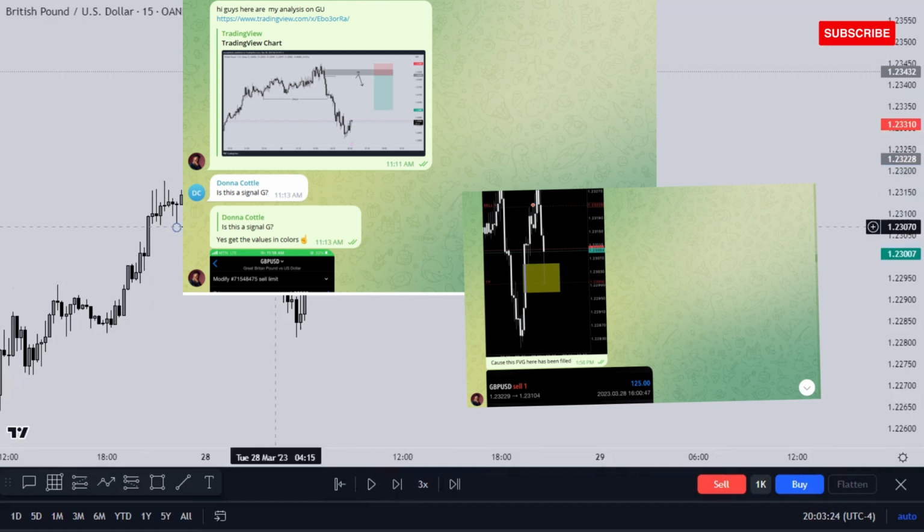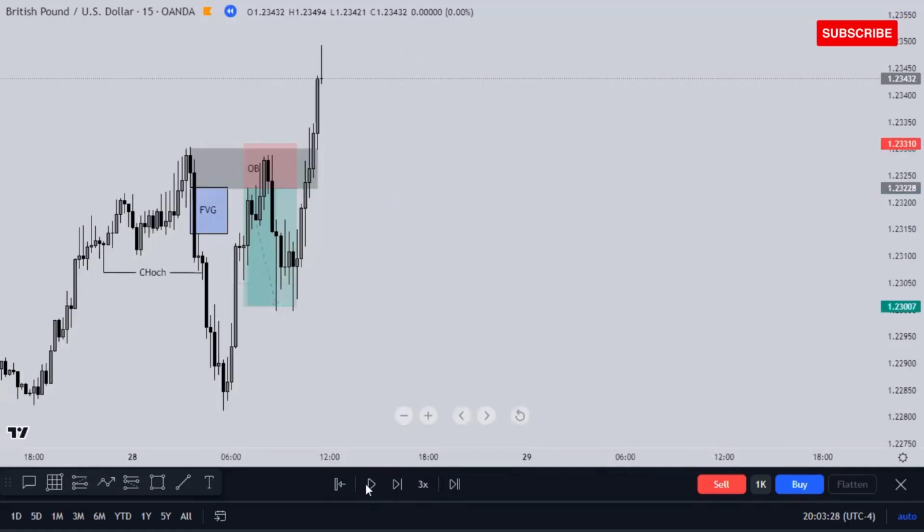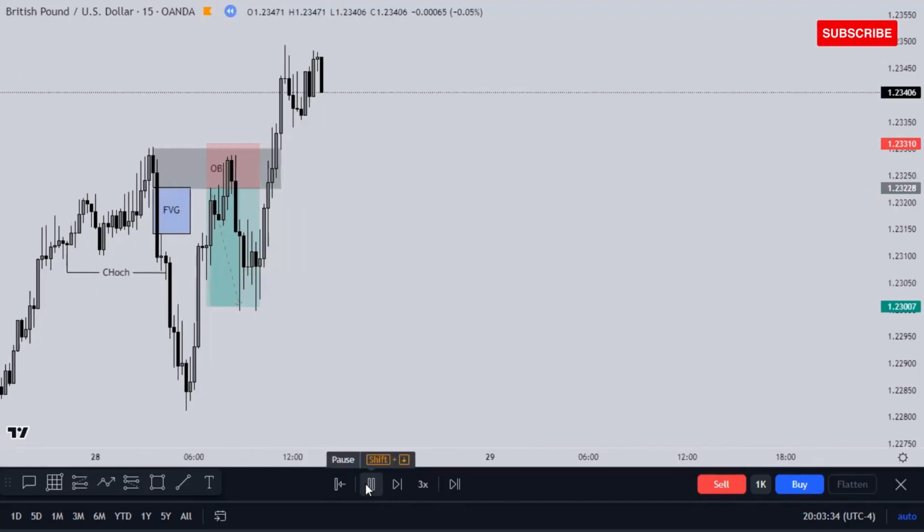So this trade, that's how this trade turned out. It was a good trade, a fair trade, not like a really good trade, a fair trade. Then if I play the market further, I'll explain the next setup, which was a losing setup.